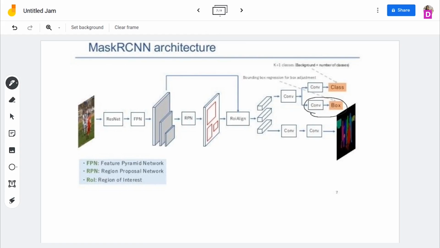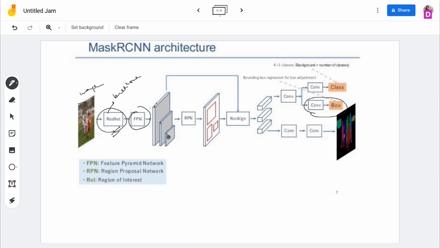So first you have an image. The image is passed through a backbone network. In this case, our backbone network is ResNet, right? Once you have ResNet, the next thing you will do is pass this through a feature pyramid network. The feature pyramid network will change the image to different sizes.